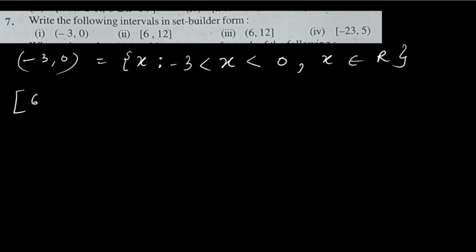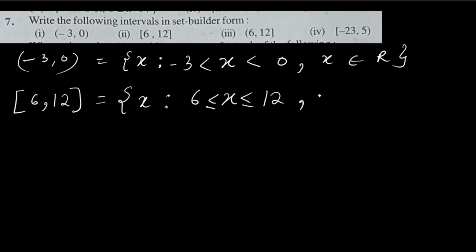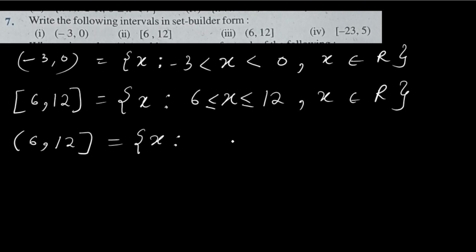The second one is both closed, 6, 12. In the same way, it equals x such that, now closed means greater than or equal to and less than or equal to, 6 and 12, such that x belongs to real numbers. Then the next one is this side open and this side closed. Inside curly braces we have to write x such that, again write x in between. Here open means only greater than 6, and here a closed bracket is there. Square bracket means closed, so there we have to write an inequality which includes equality as well, less than or equal to 12, and x belongs to real numbers.